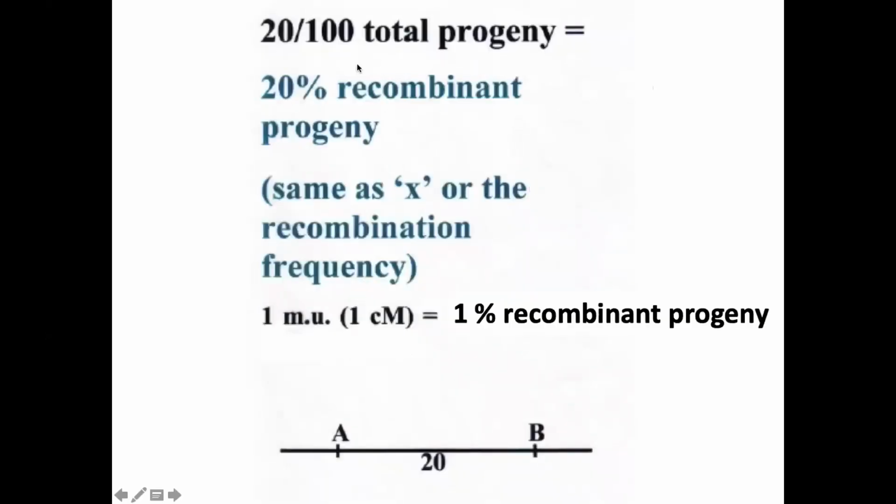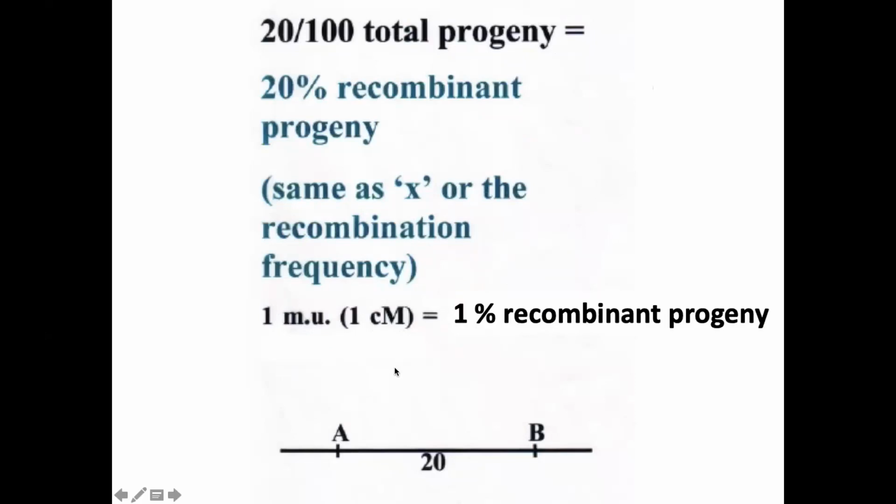So 20% recombinant progeny, so X, the frequency, would be 0.2, but you really don't need the frequency, you want the percent of recombination. So in our example, we've calculated a recombination percentage of 20%. And you can then use that to build a map. And the way you do that is you convert that percentage to map units, or more formally referred to as centimorgans, and it's just a 1-to-1 conversion.